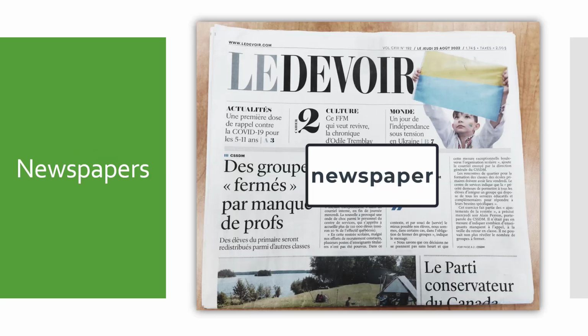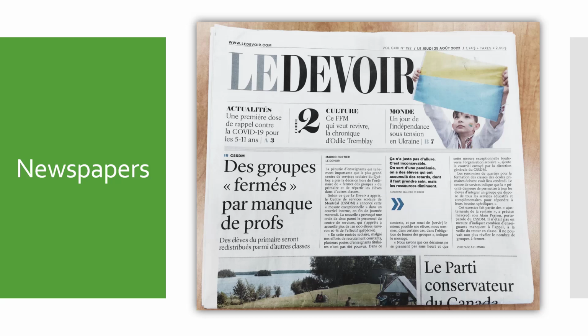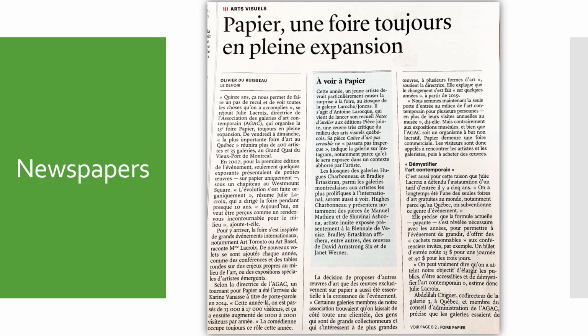This is an example of a newspaper. This newspaper contains many different articles. Here is one of them. A newspaper is published regularly. This newspaper comes out 6 times per week.